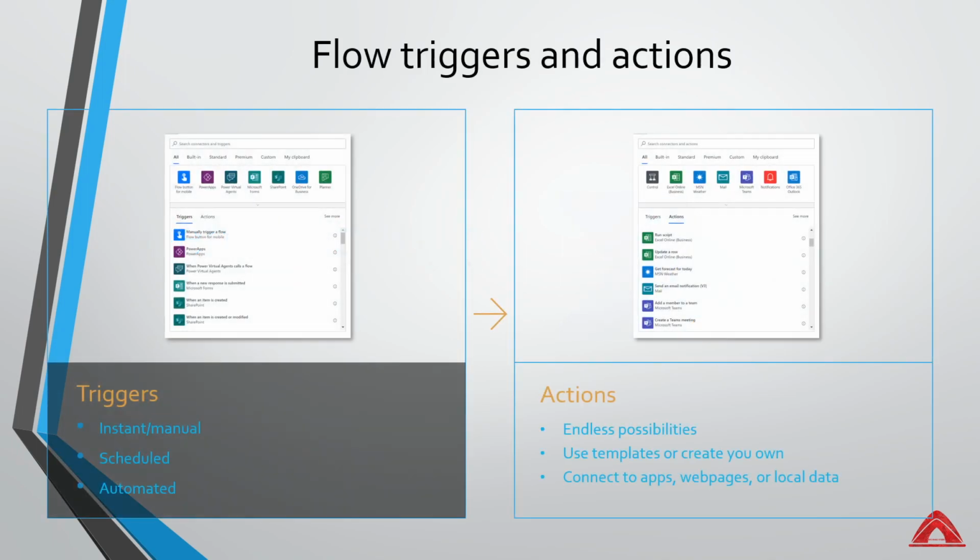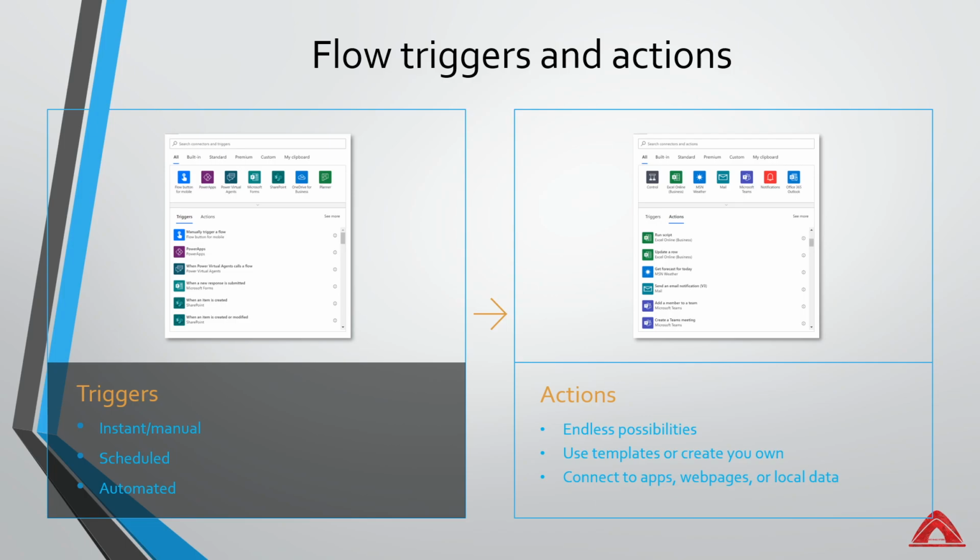Now, a trigger is an event that starts a flow. For example, if you want to get a notification in Microsoft Teams when someone sends you an email, in this case, you receiving an email is the trigger that starts the flow.